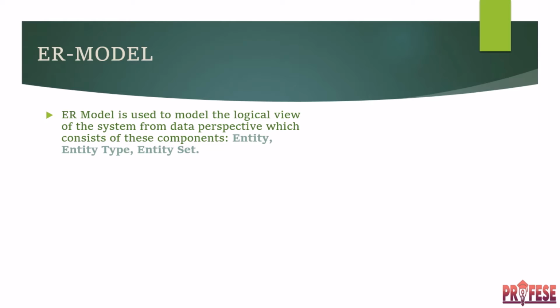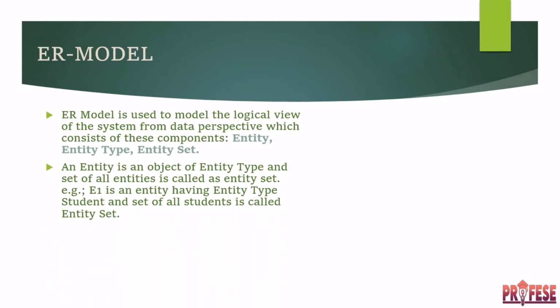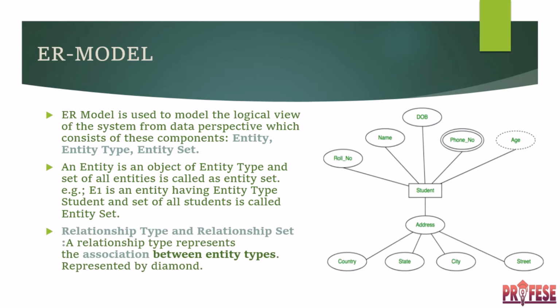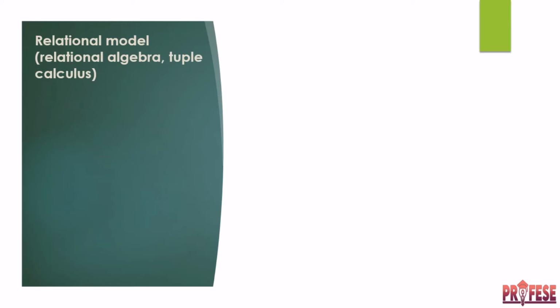Model. A model is used to model the logical view of the system from a data perspective, which consists of these components: entity, entity type and entity set. An entity is an object of an entity type, and the set of all entities is called an entity set. For example, E1 is an entity having entity type student, and the set of all students is called the entity set. A relationship type represents the association between entity types and is represented by a diamond.